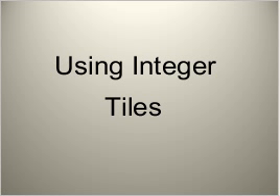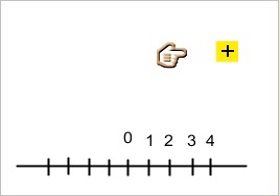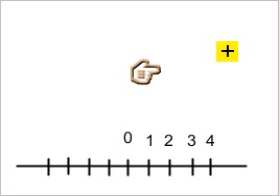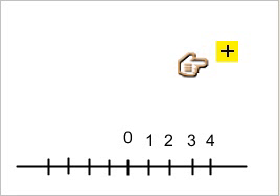Using integer tiles is a good way to model addition and subtraction of integers. So we're just going to take a look at how that would actually work. Here you can see that I've got a little yellow square with a plus sign on it. And then down below, I have a number line. So this little square doesn't have to be a square. In the lessons it's demonstrated as a circle, but it doesn't matter as long as it has the same meaning.